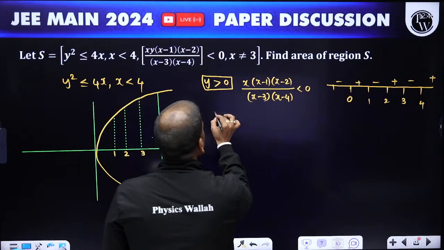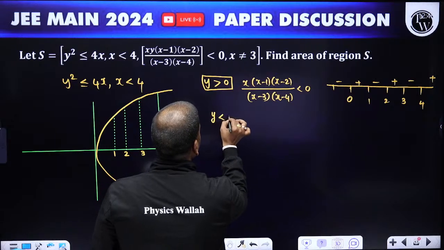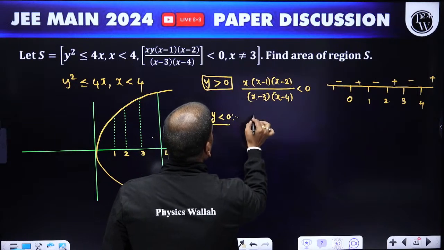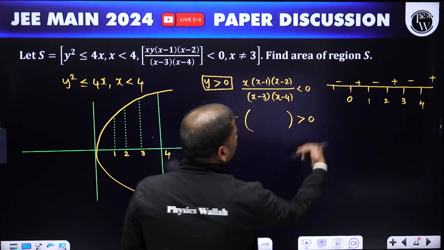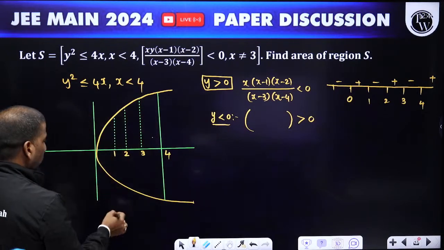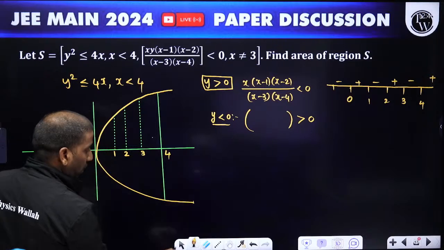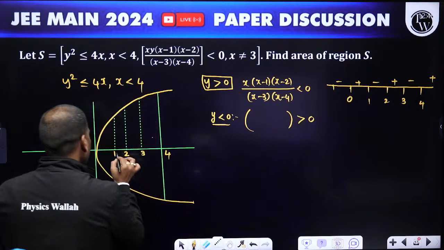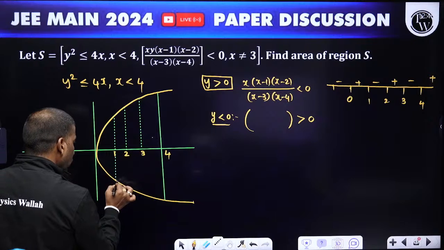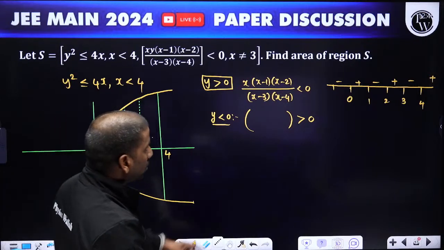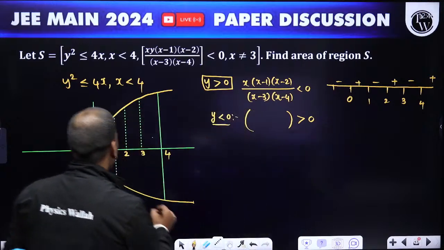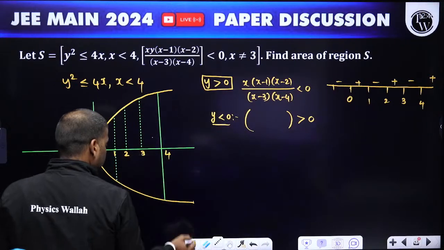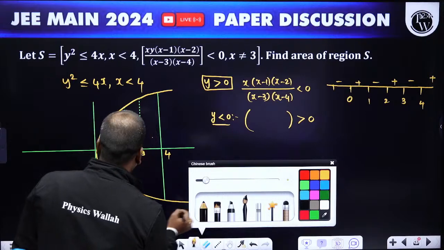Next, suppose y is less than 0. So this whole part is greater than 0. So the same thing we can take 0 to 1. So that is 0 to 1. Next, negative part, positive part, 2 to 3. So 2 to 3. Let us take some other.